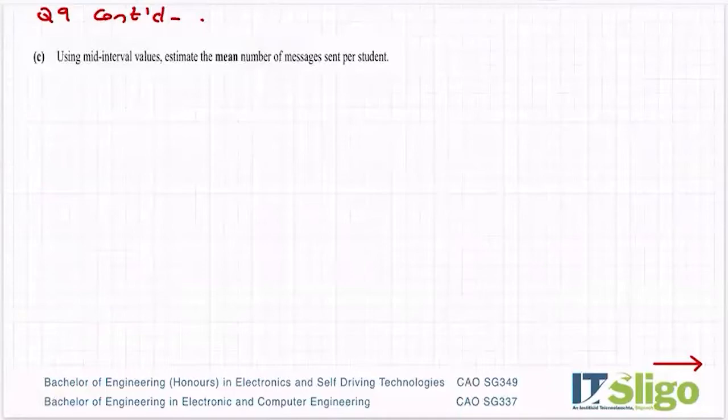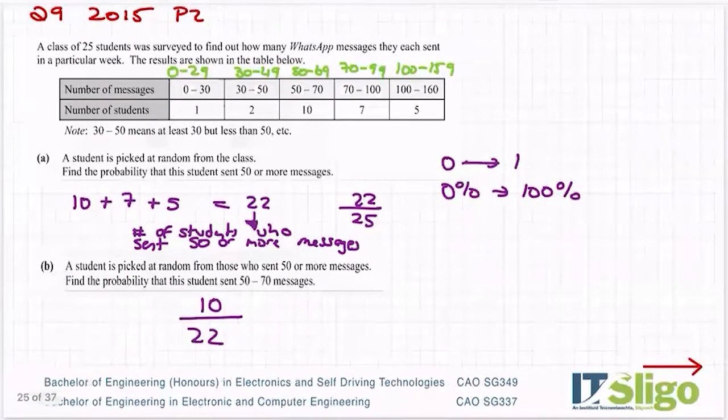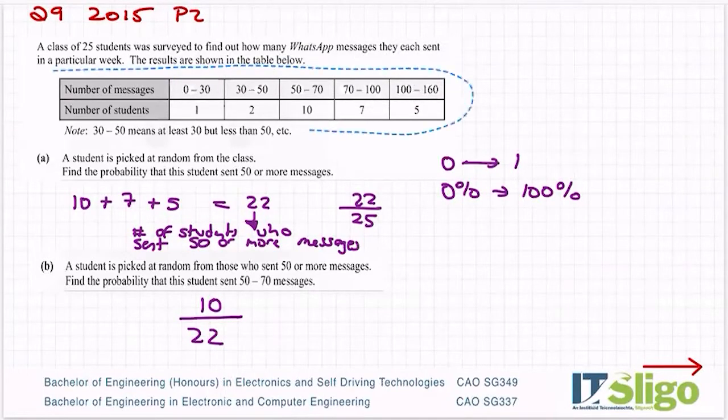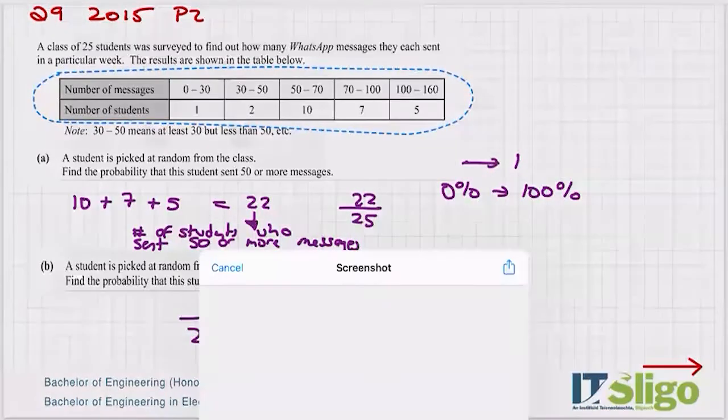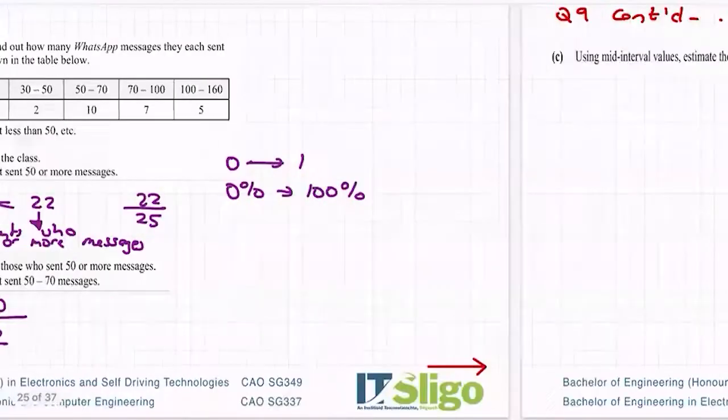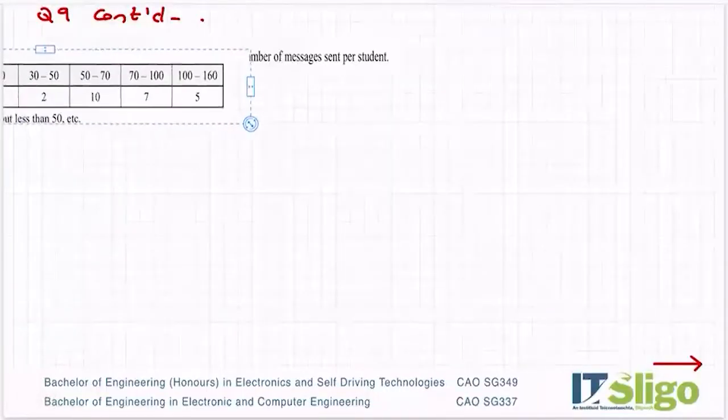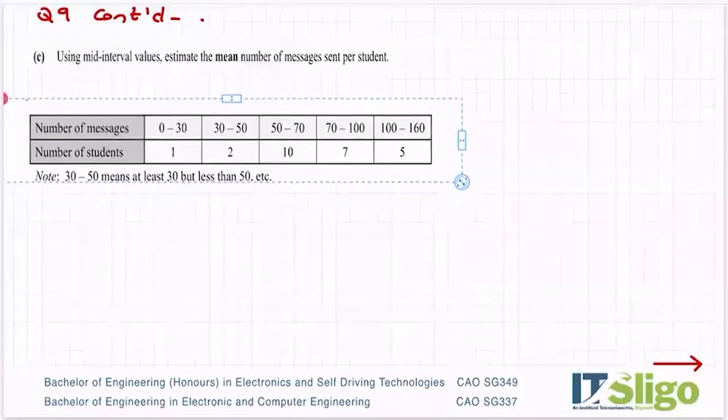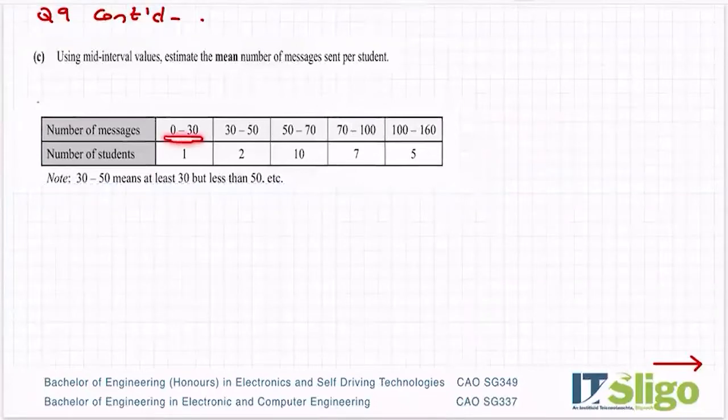Part C then, using mid-interval values, estimate the mean number of messages sent per student. I'm going to take our table of data again and paste it here just so we're not looking over and back. So whenever you have a range like this and you need to find the mean, you tend to need to take mid-interval values. Mid is the value in the middle. So the value in the middle between 0 and 30 is 15. So these are my mid-interval values.